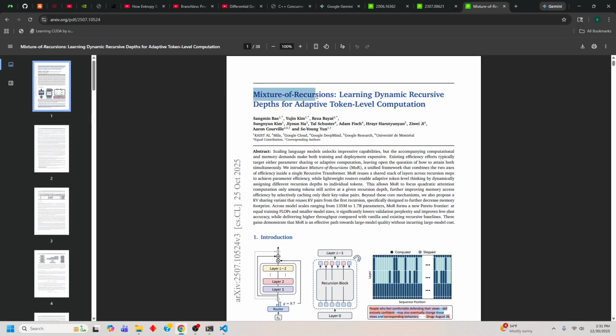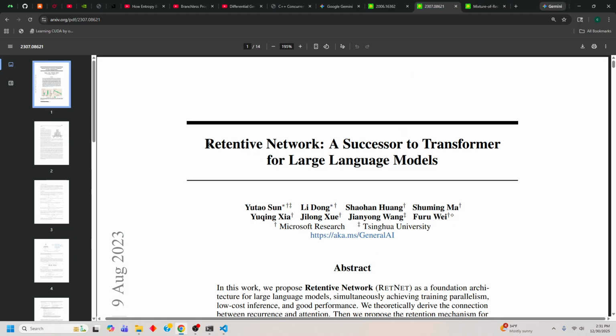First one is the Mixture of Recursions paper by DeepMind. I'd have you read this paper, come back, and then watch this video to see the code to fully understand what's going on. The second one is Retentive Network. Once again, have you read the paper, come back before finishing.